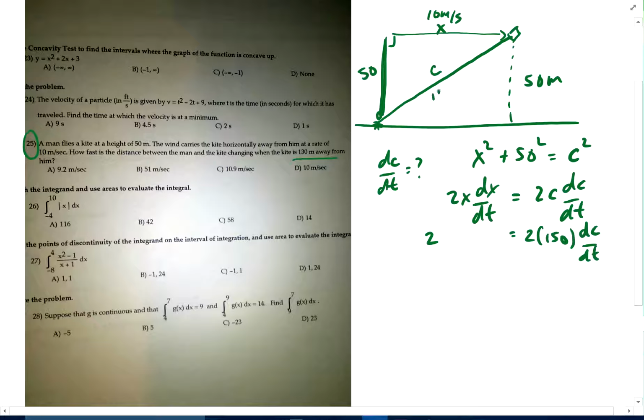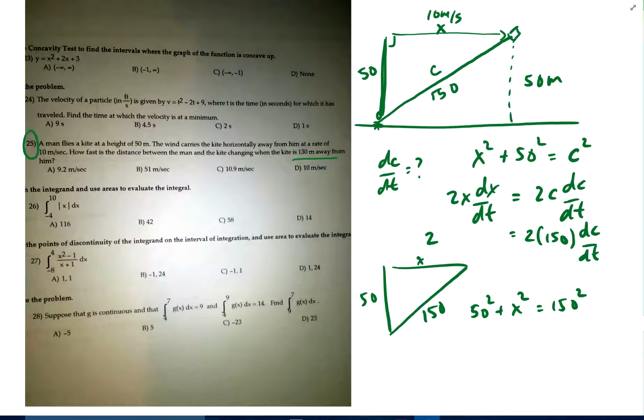So when this is 150, you have to figure out what x is. So I've got my little triangle down here: 50, 150, x. So I've got to figure that out. 50 squared plus x squared is 150 squared. So I'm going to do that on my calculator. I'll pause it, save time.